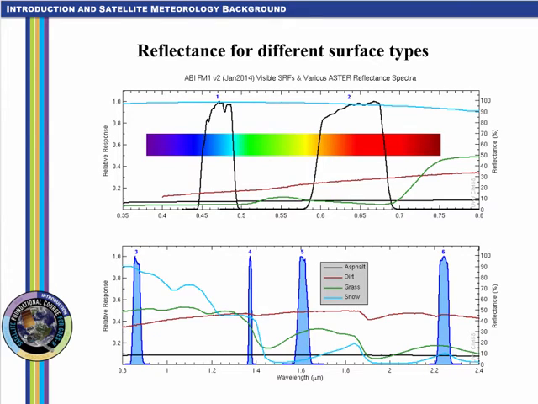Reflectance is a function of surface type. This complicates aerosol detection over land. Are reflectance differences being driven by surface type or by aerosols? Aerosol detection over water is more straightforward. Note how reflectance changes as a function of both wavelength and surface type.